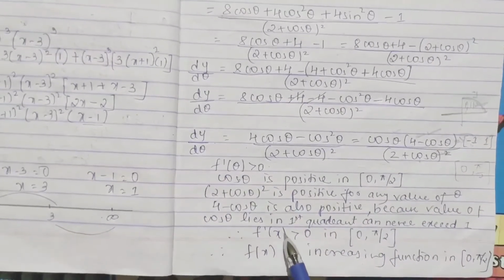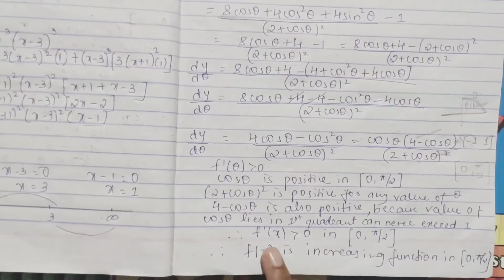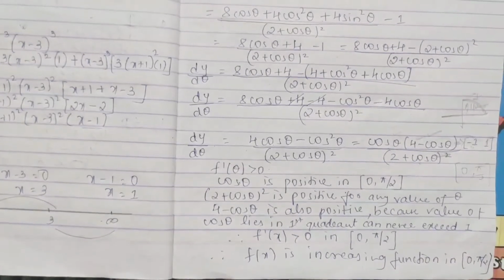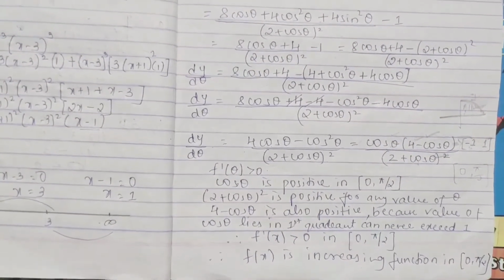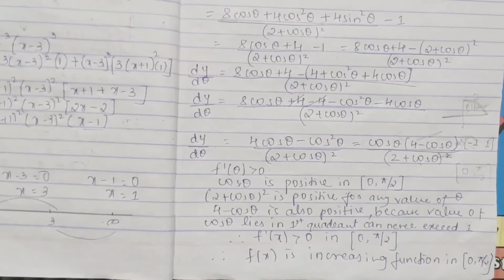So f dash of x is positive. You can write f dash of theta also, because we are working in theta; it's okay. In the closed interval 0 to pi by 2, therefore f of x is an increasing function in 0 to pi by 2. I hope this much is clear for you. Pause the video to note it down.